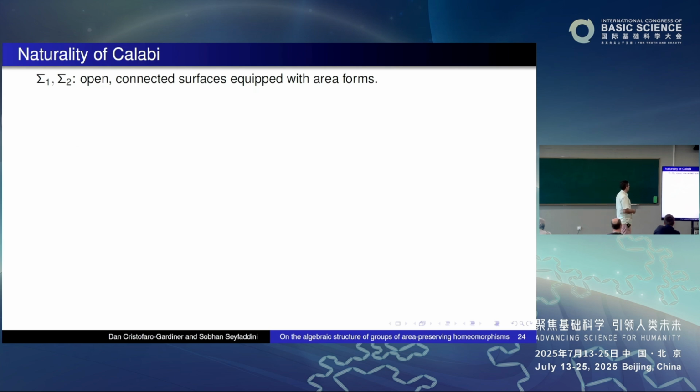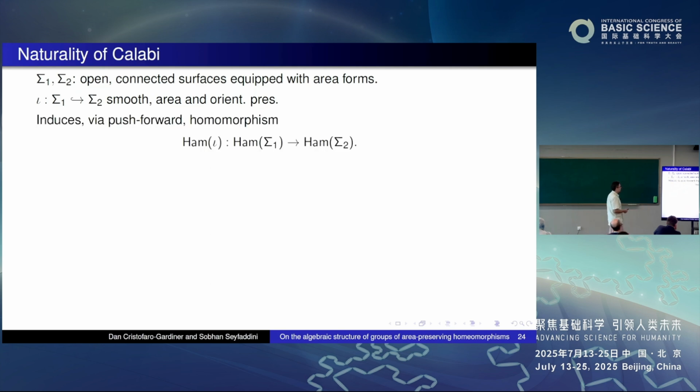So suppose you have two surfaces, now Sigma 1 and Sigma 2, say. They're both open and connected surfaces with area forms. And let's say you have an embedding of one surface into the other. Now, this induces an embedding of the group of Hamiltonian diffeomorphisms of Sigma 1 into that of Sigma 2. You just view the Hamiltonian diffeomorphisms of Sigma 1 as sitting inside Sigma 2. It's a very natural embedding, just via the push-forward.